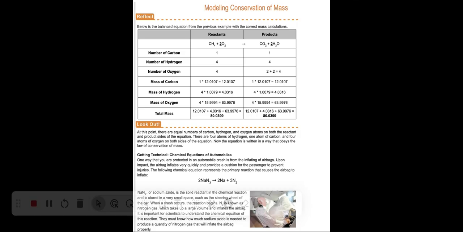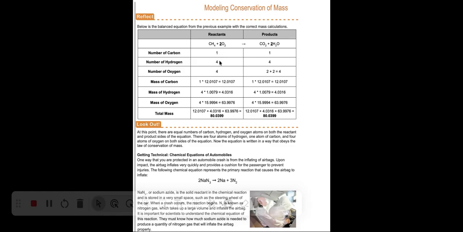So let's look at the carbon. We have one carbon on the left. We have one carbon on the right. We now are going to look at the hydrogen. We have 4 hydrogen on the reactant side on the left. We have 4 hydrogen on the product side, because we do 2 times 2 gives us 4, and then we have a subscript 4.